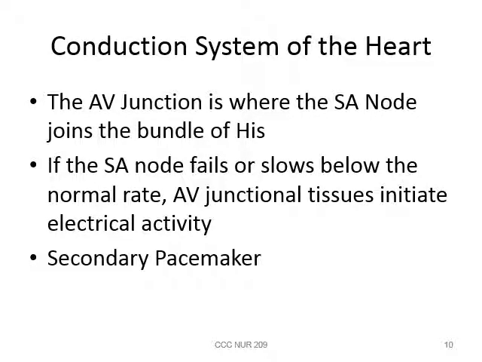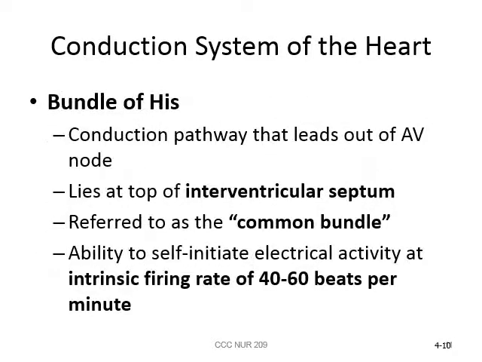The AV junction is where the AV node joins the bundle of His. If the SA node fails or slows below the normal rate, the AV junctional tissues initiate electrical activity. So this is all of the AV node and the junctional tissue, all that lies together. Again, it works as a second pacemaker.